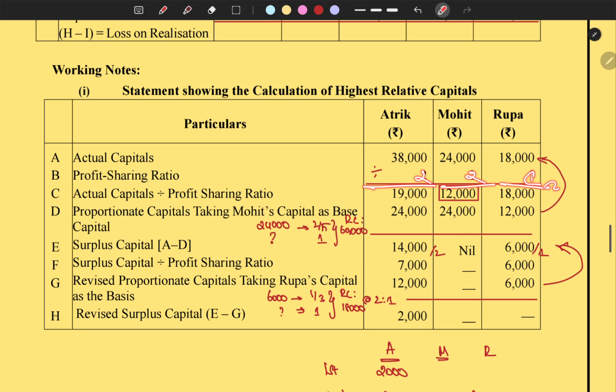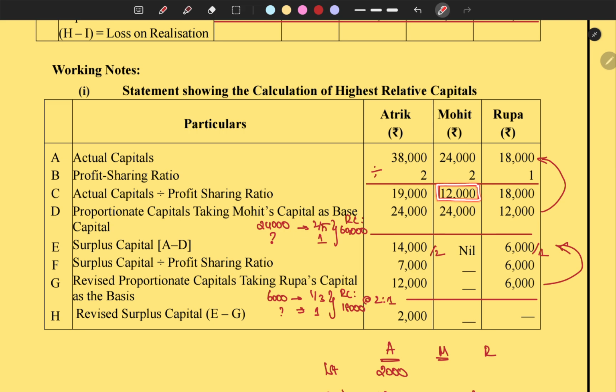What we have to do is divide all the capitals by the PSR. 38,000 divided by 2 is 19,000. 24,000 divided by 2 is 12,000. 18,000 divided by 1 is 18,000. By this we can understand who has the lowest capital in proportion to their PSR. In proportion to the PSR, Mohit has the lowest capital in the business.